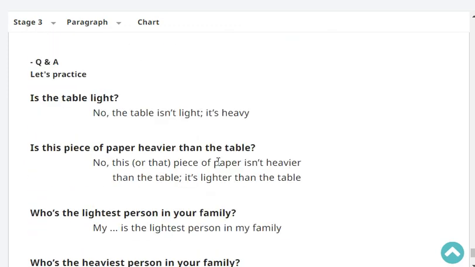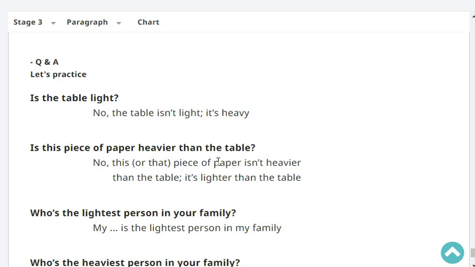Is the table light? No, the table isn't light. It's heavy. Right? Is this piece of paper heavier than the table? No, the piece of paper isn't heavier than the table. It's lighter than the table. Very good.